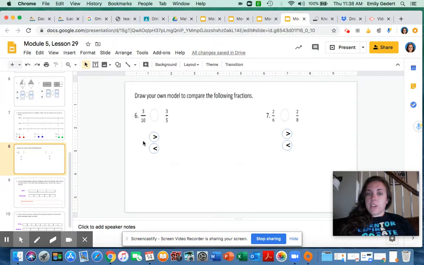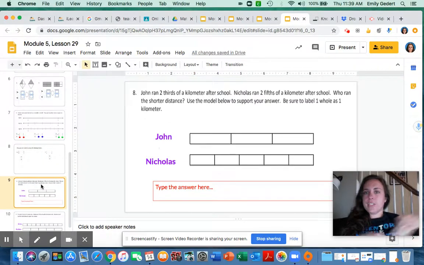On slide 8, again, you're just going to be moving the comparison symbols to compare the two fractions here. It does say to draw your own model. Go ahead and do that on a piece of paper if you need it. If you've started to put it in your head which fraction's bigger, just do that. And then slides 9 and 10 are very similar to yesterday's assignment. You are going to shade in the pieces to match the problem.